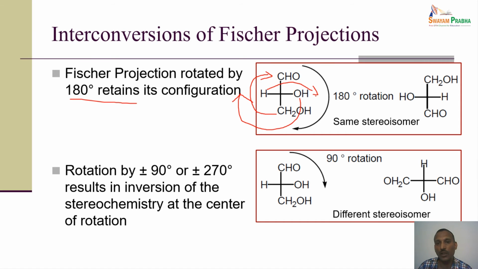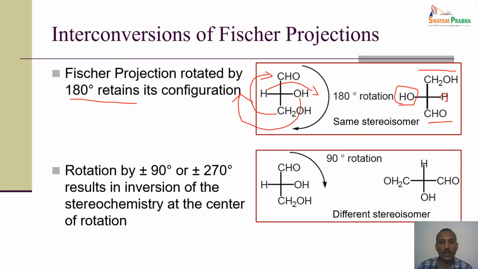So we are actually rotating the whole molecule. That is why the hydrogen is shifted to the right and the OH is coming to the left, and the most oxidized group, that is the aldehyde group, is at the bottom. The CH2OH is written at the top. So if we write this way, again we are writing the same molecule. We are not doing any change. That means the configuration of the molecule is not at all changed. So we are getting one and the same stereoisomer in this particular case.